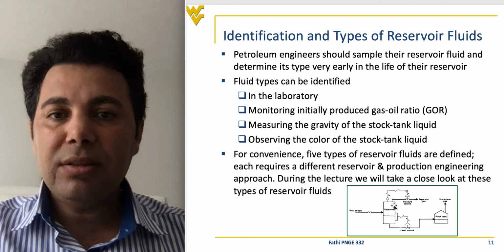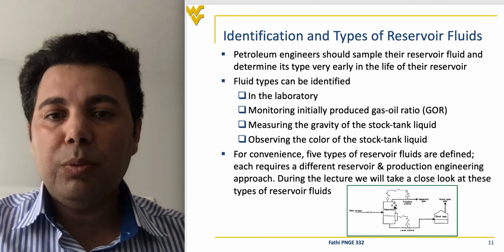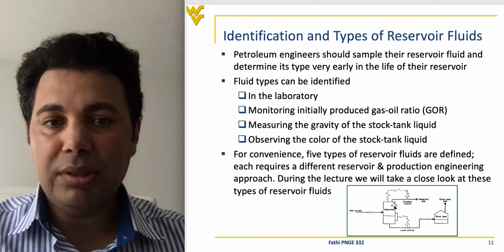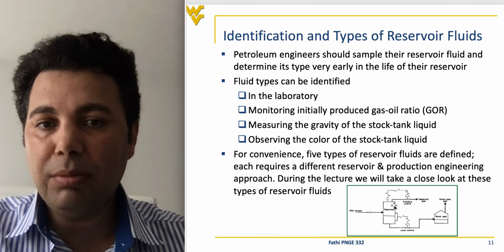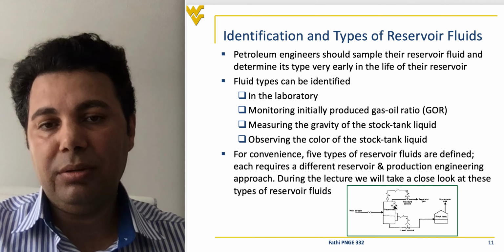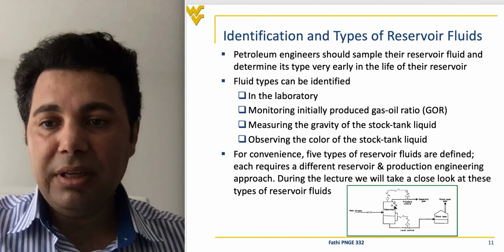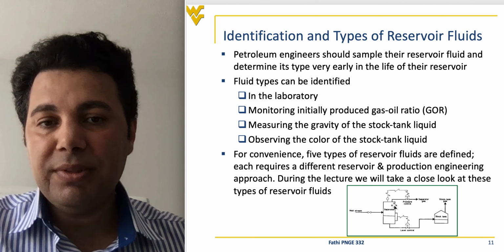There are different ways of identifying the type of reservoir fluids we have. The most accurate way is to just take a sample and send it to the lab. In the laboratory we can do different tests. We can come up with the exact properties and type of the fluid. But this is kind of expensive and time consuming, and you need to make sure what type of samples you are taking.